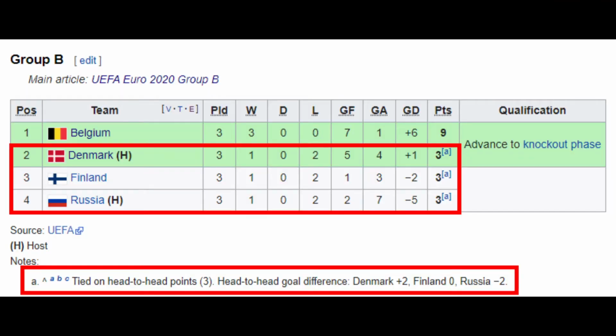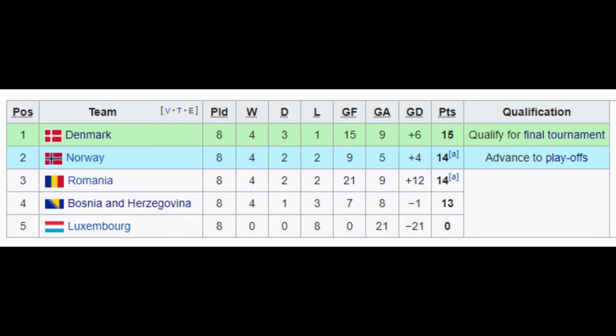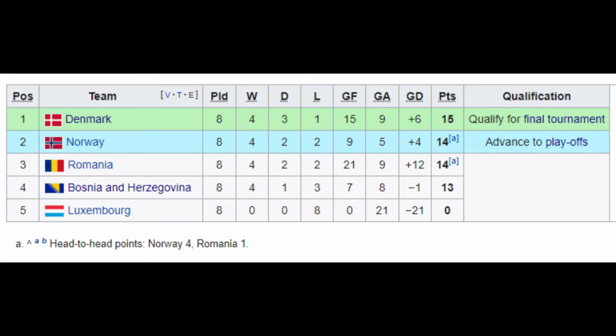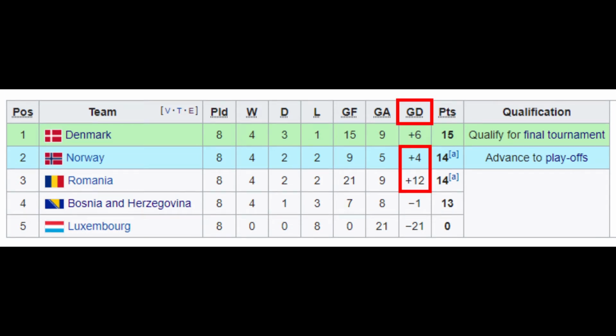It's also worth noting that tiebreakers can differ depending on what competition it is. For example, as previously mentioned, the World Cup uses overall goal difference, whereas UEFA tournaments, like the European Championship, prioritize head-to-head results. To further illustrate this, let's have a look at Group 2 of Euro 2004 qualification. As you can see, Norway finished above Romania, despite having the same number of points, and an inferior goal difference. This is because their head-to-head result was prioritized. Had it been a World Cup qualification group, Romania would have placed above Norway, because of overall goal difference.